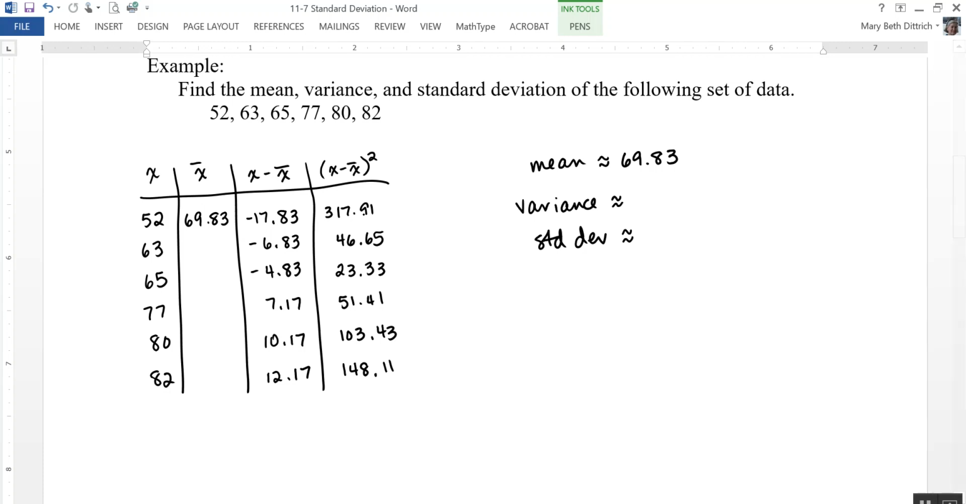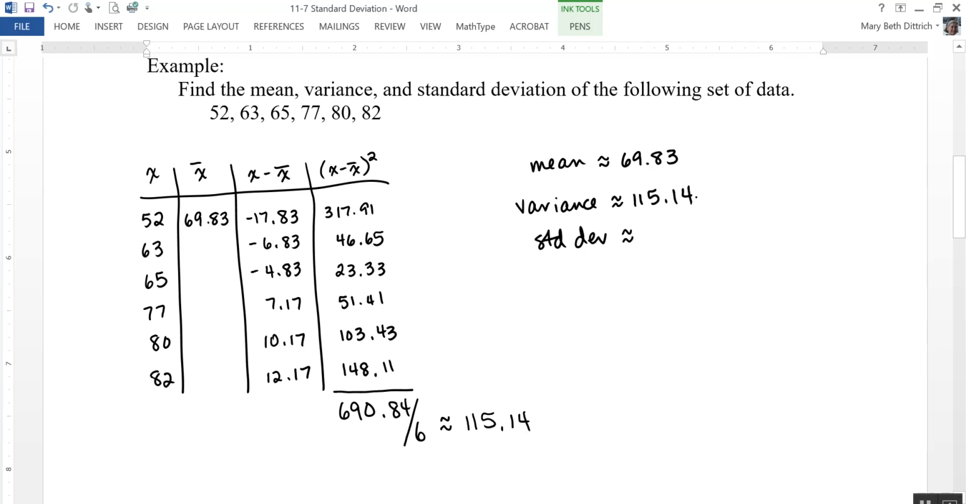But now remember, to find the variance and the standard deviation, I need to find the mean of all of these values. So I'm going to total that up, and that came out to 690.84. And then when I divide that by 6, that gives me approximately 115.14, and that is my variance.